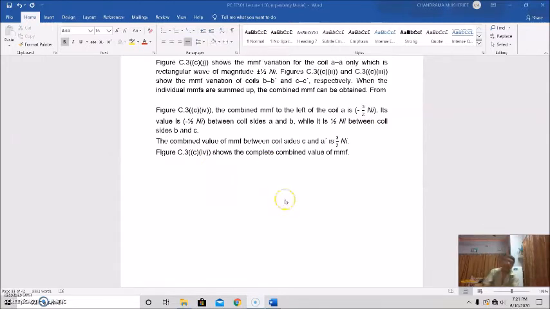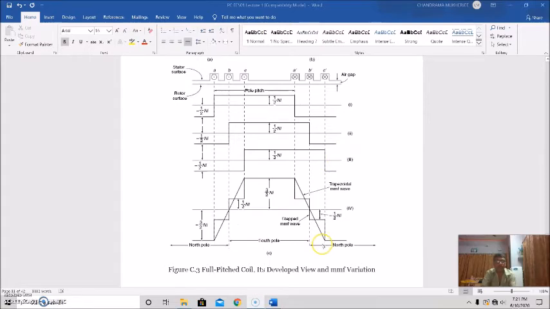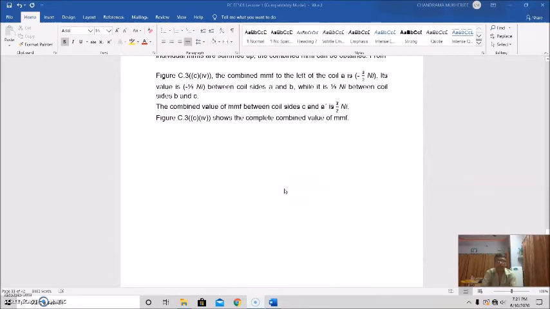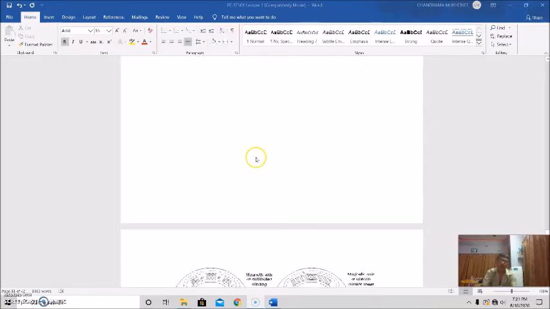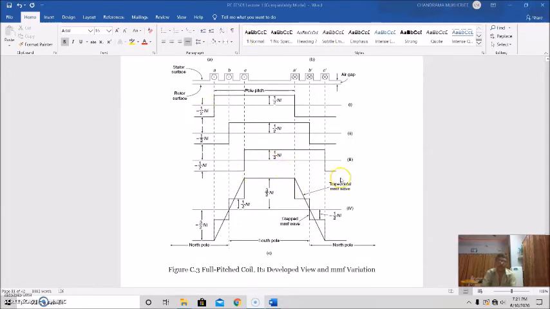So the combined value of MMF between coil side C and A dash is how much? This is C and this is A dash. It is 3/2 Ni. So this figure gives you the complete combined value of MMF. This picture shows clearly the air gap MMF distribution as a whole for three full pitch coils.